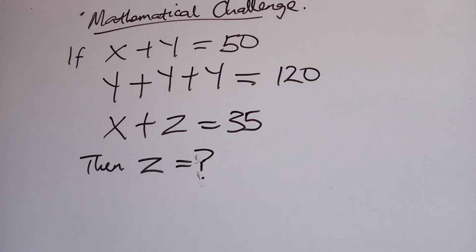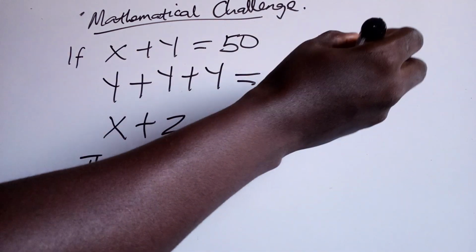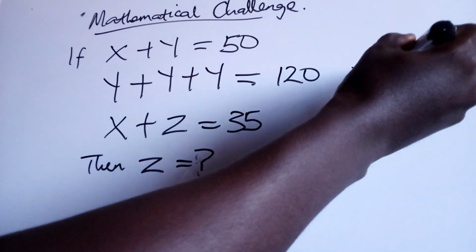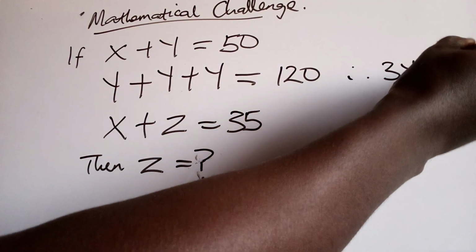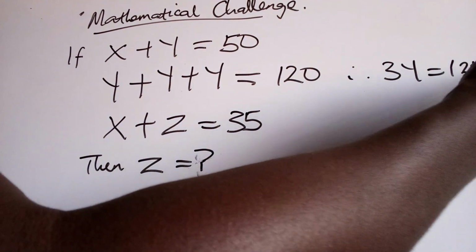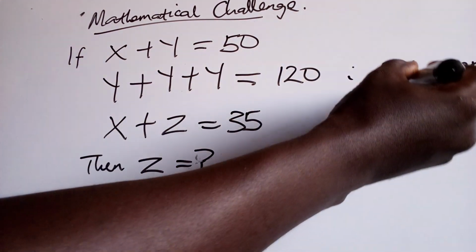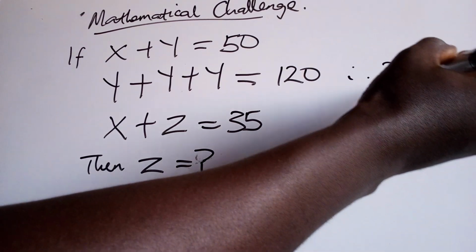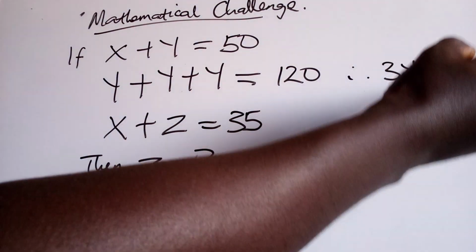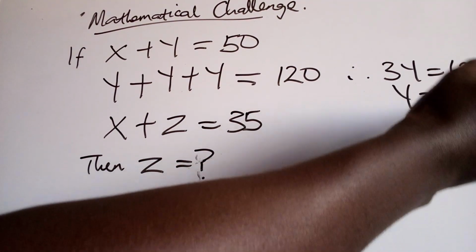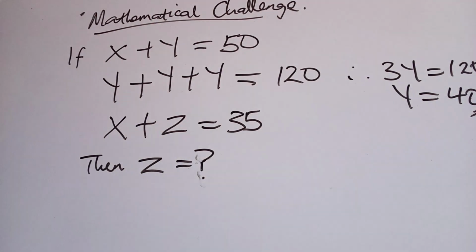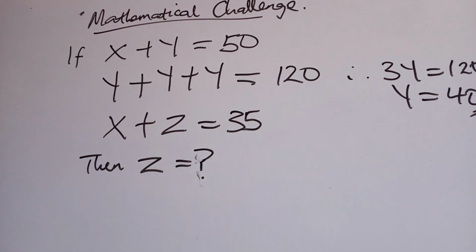So how do we go about this? How do we solve this? This can be written as 3y equals 120. Therefore, our y equals, divide both sides by 3. So our y will equal 40. So we have a value of our y to be 40.